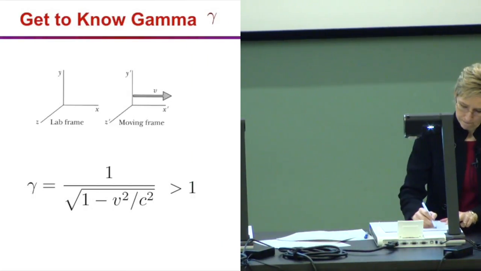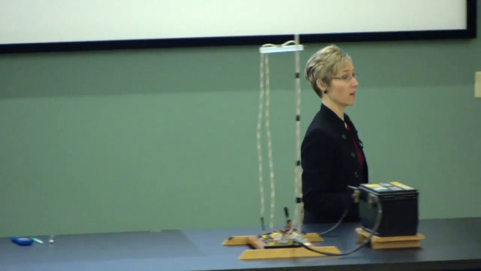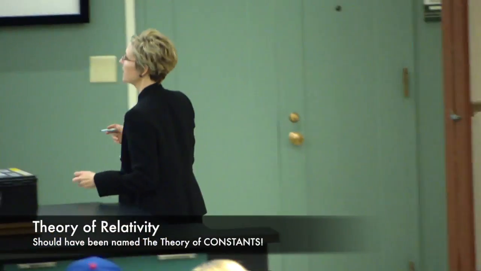So relativity, here's the strange thing about relativity. It sparked a lot of philosophy, of course. Philosophers got wind of what was going on in physics, and the physicists said, well, it's all relative. But in fact, we shouldn't have named this thing relativity, okay? We should have named it constants. Because what relativity really says is that the speed of light is constant in any inertial reference frame.